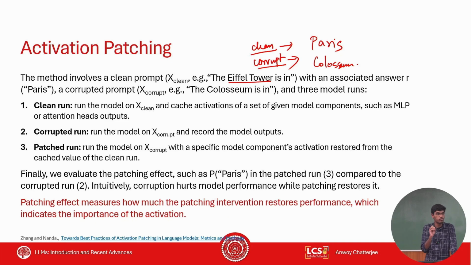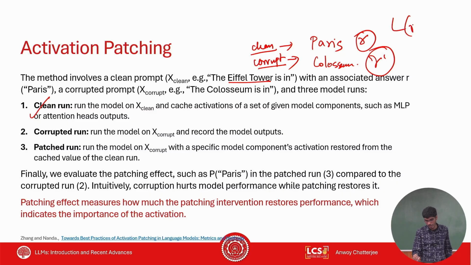Now, we do two forward passes initially. One with the clean run, that is "The Eiffel Tower is in", with this set of input tokens. We do a forward pass. Say the clean run output is R and the corrupt run output is R dash. So we get a logit for R and a logit for R dash with the clean run. Similarly, we do the same with the corrupt run and get the logits.